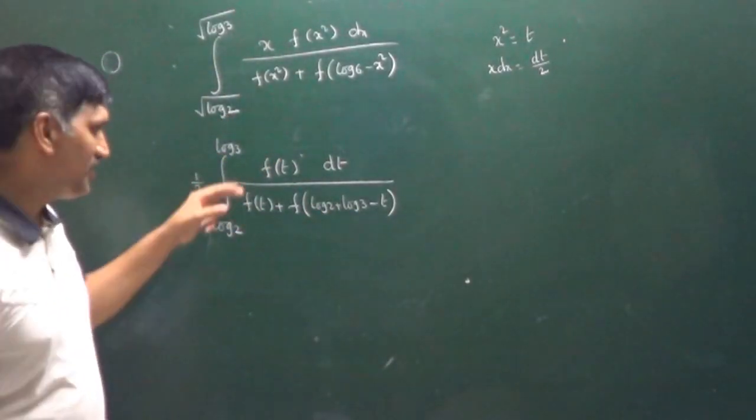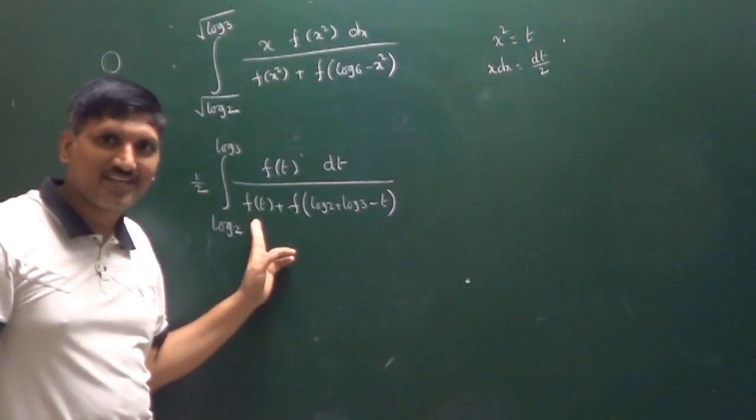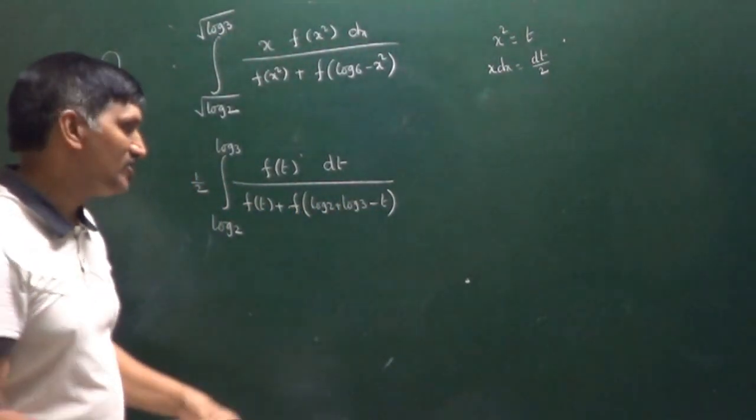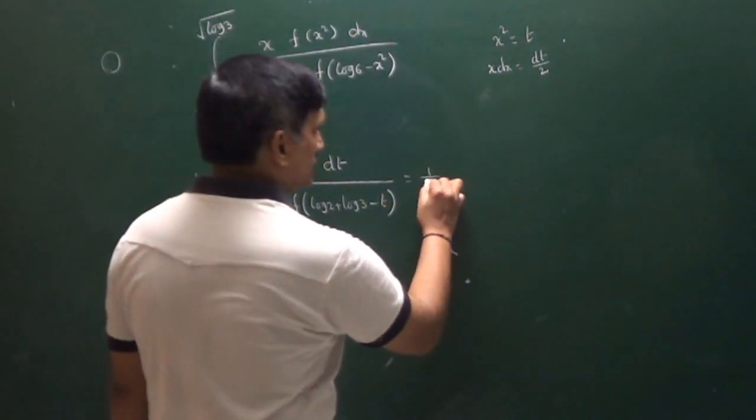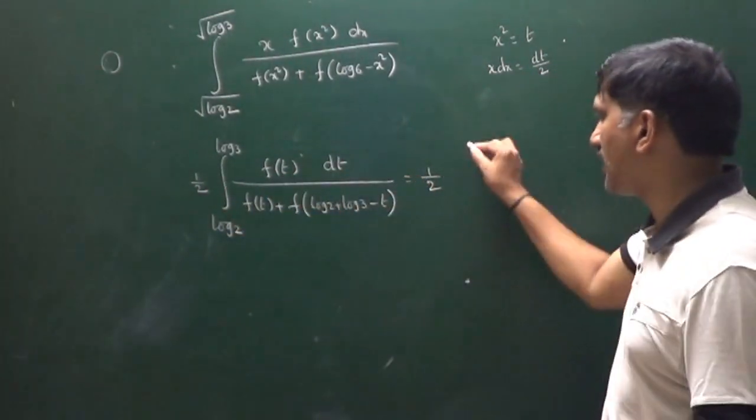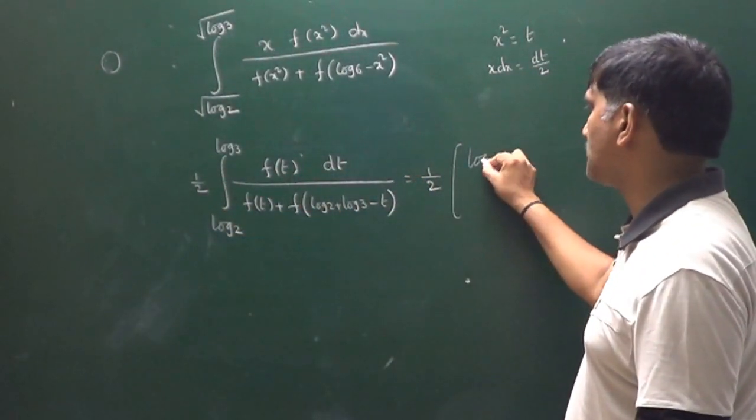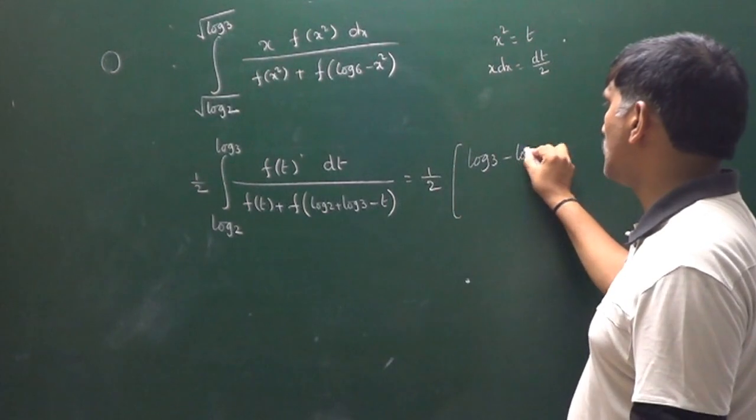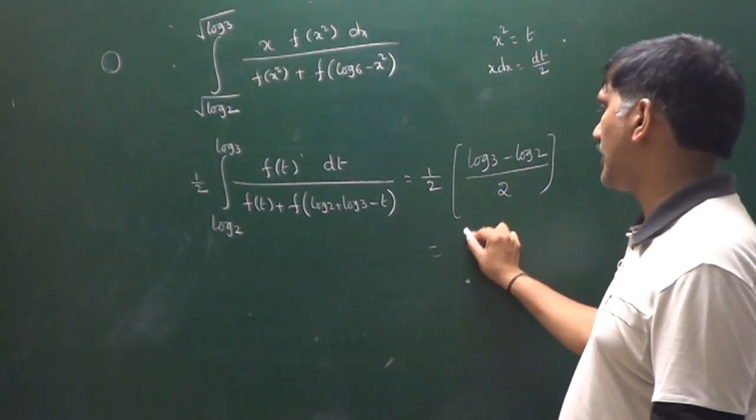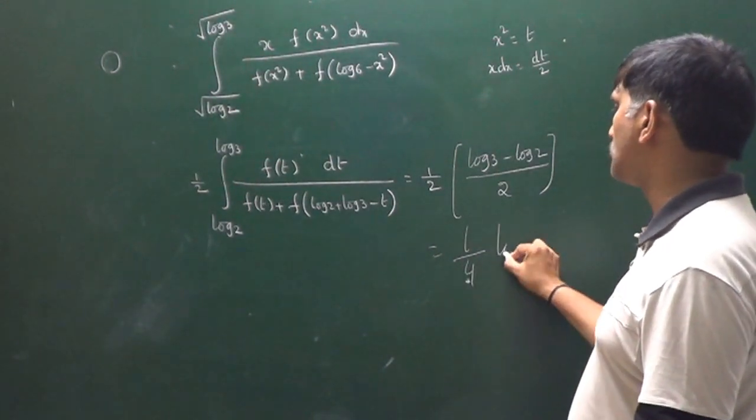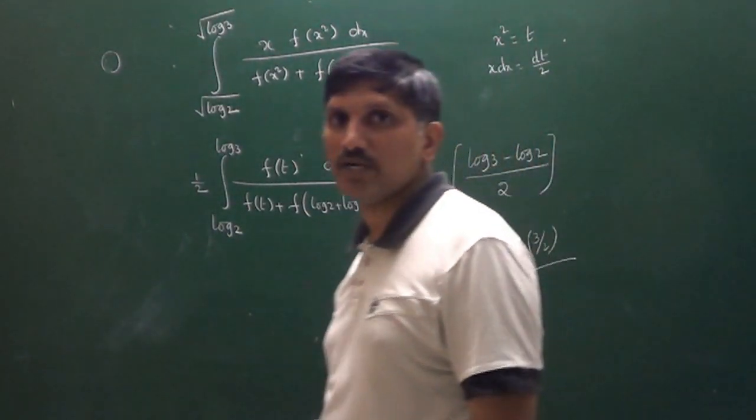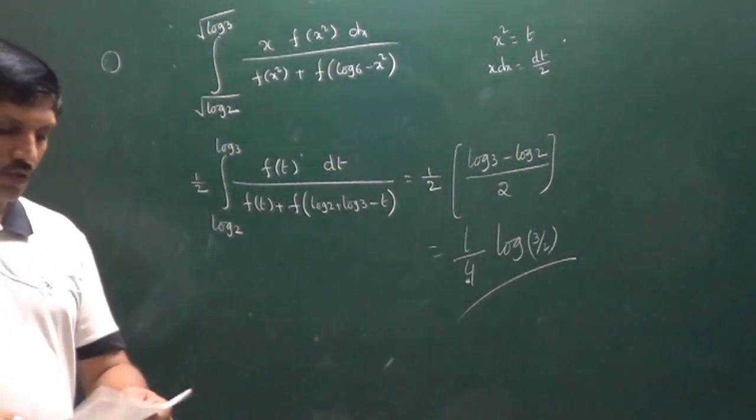Observe here, f of x by f of x plus f of a plus b minus x. So what can we write as the answer directly? We can write 1 by 2 into, because already 1 by 2 is there, 1 by 2 into upper limit minus lower limit divided by 2 is the answer. So you will get the answer as 1 by 4 into logarithm of 3 by 2 for that particular question. Let's have another question here.